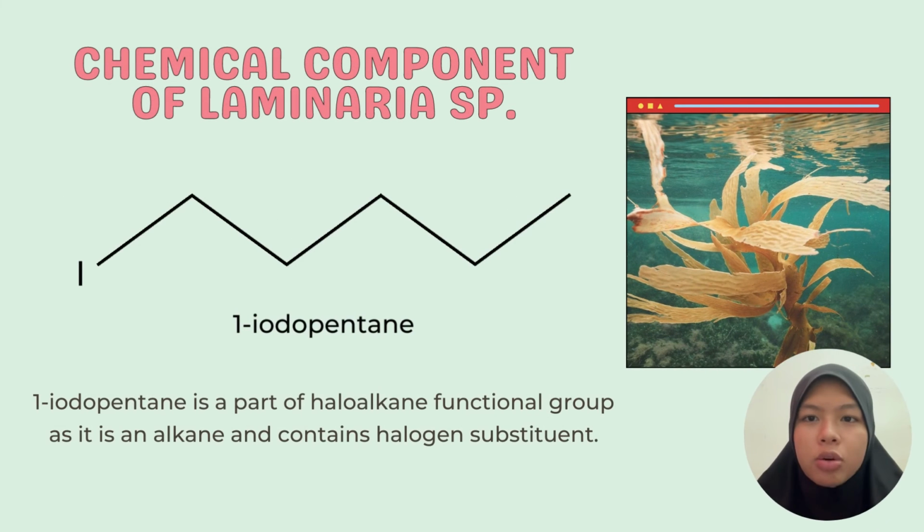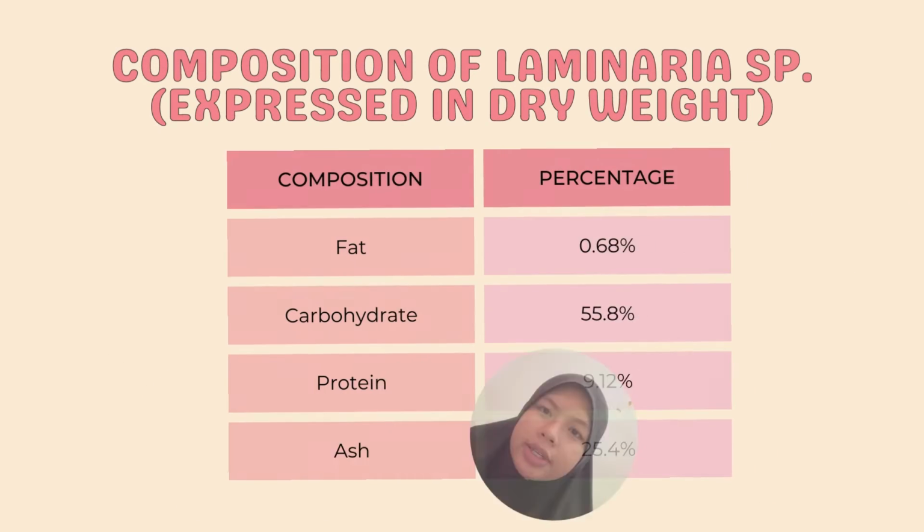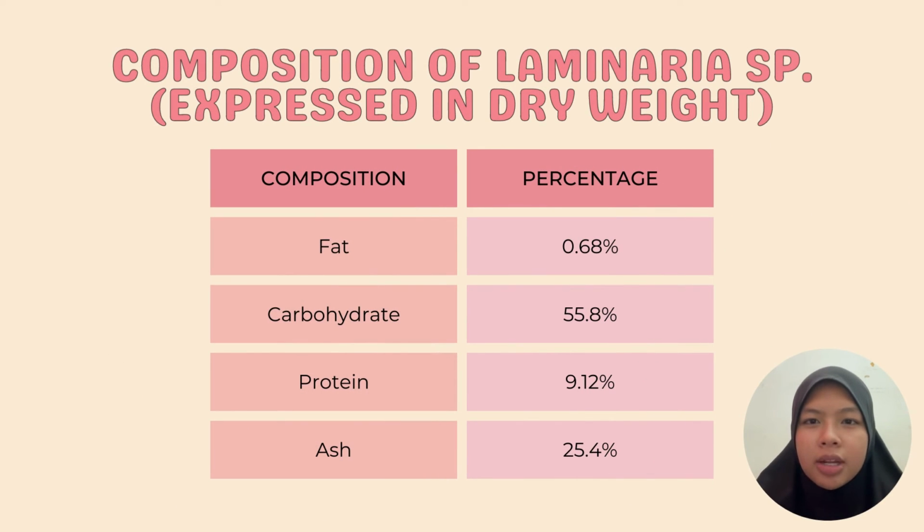One of the chemical components that is contained in Laminaria species is 1-iodopentane. 1-iodopentane is a part of haloalkane functional group as it is an alkane and contains halogen substituent. As you can see, this is the structure of 1-iodopentane, and 1-iodopentane is the IUPAC name. This is the composition of Laminaria species.